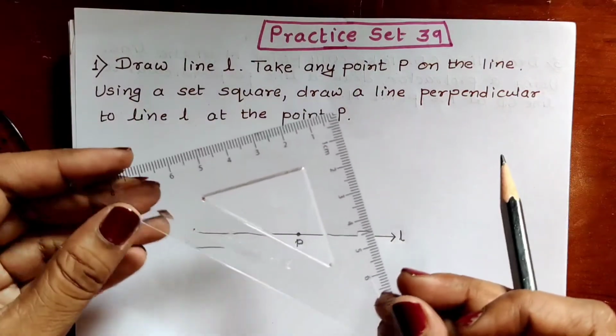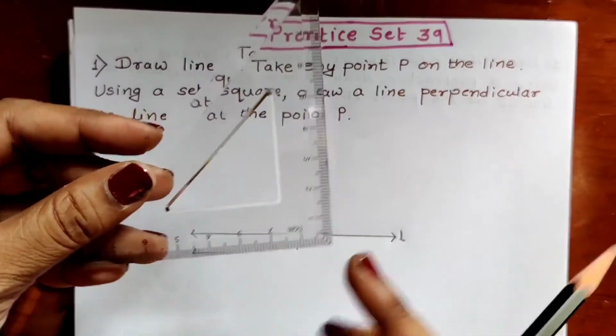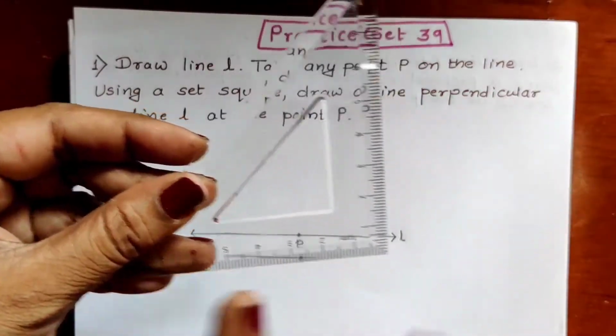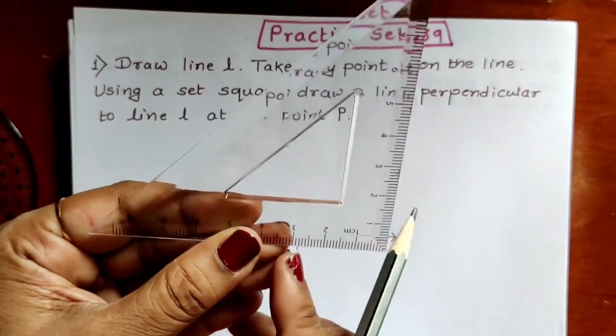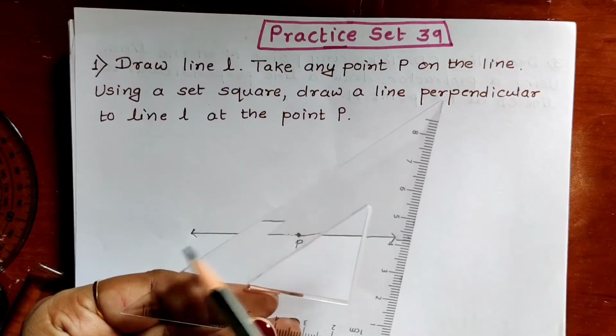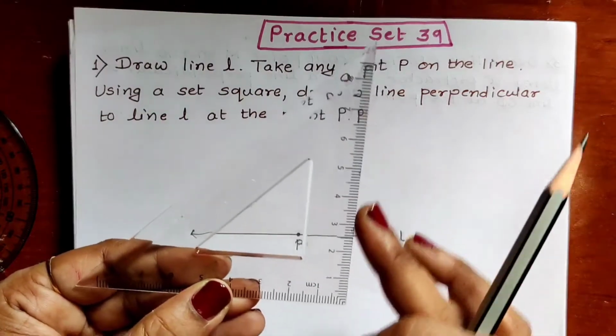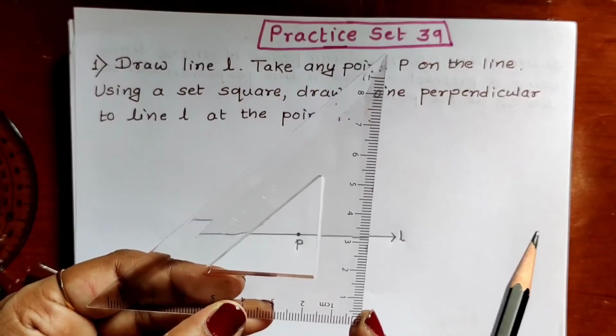This is a set square. Now how to place this set square is very important. You should see that these are the two sides forming the right angle, correct? These two sides form the right angle, and this is the third side, which is the hypotenuse of this right angle triangle. In our set square, both the triangles are right angle triangles.